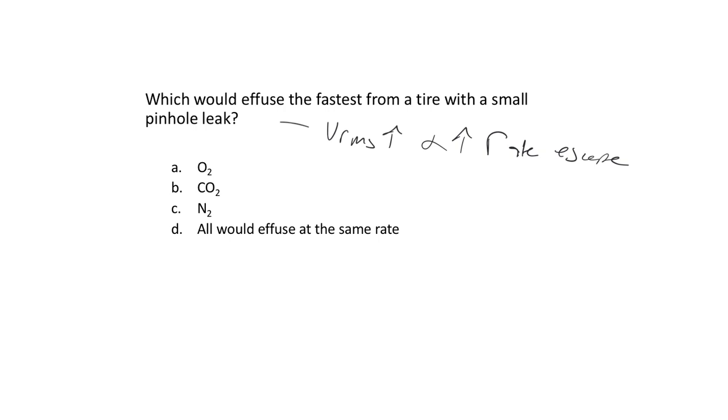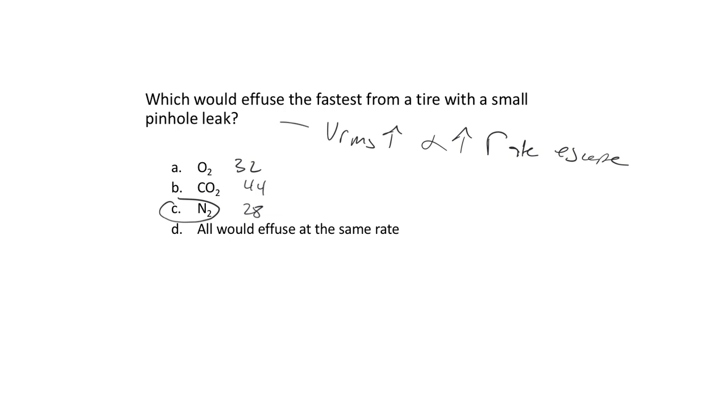And so for comparing our molar masses, 32 grams per mole for O2, 44 grams per mole for CO2, but only 28 grams per mole for N2. And so which of those three do you think escapes the fastest from the tire? Probably the lighter N2.